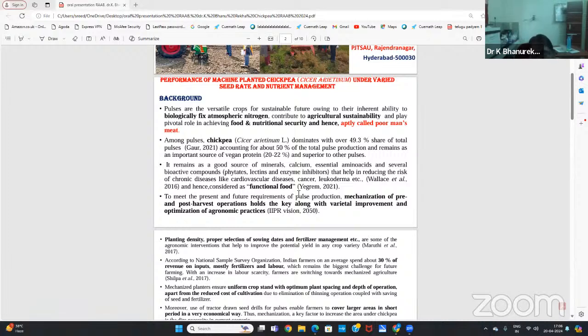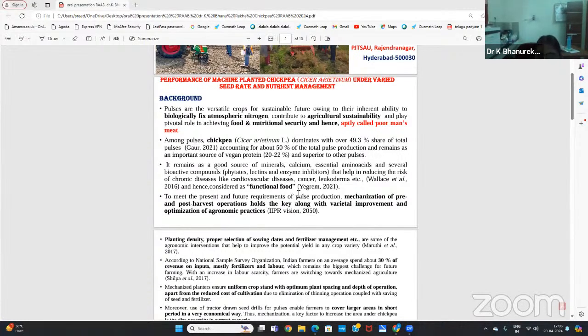Pulses are grown on submarginal and marginal lands, and the harvest index as well as the post-harvest losses are very high. Apart from that, the labor requirement is also very high. With the reduction in labor and hike in prices, there is a need to switch over to mechanization in all the pulses, which require a lot of practices from sowing to harvest. Even the Indian Institute of Pulse Research, based on Vision 2050, has given a strong push that mechanization is the most important thing to increase production and productivity, as well as to be self-reliant in pulse production.